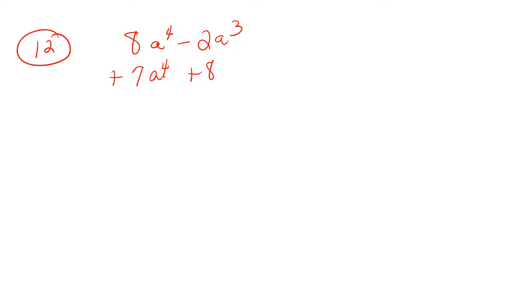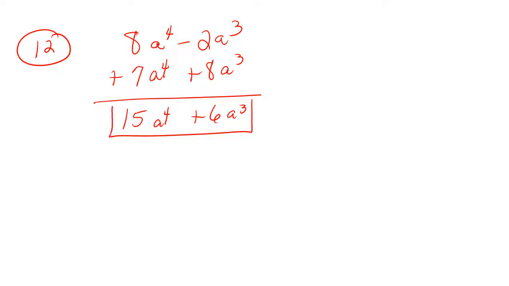Number 12 has us adding polynomials. They are set up in the vertical format, which means one over the other. Simply add or subtract straight down in each column. So 8 plus 7 would yield 15a to the 4th, and -2 plus 8 would yield 6a to the 3rd. And that would be your final answer.